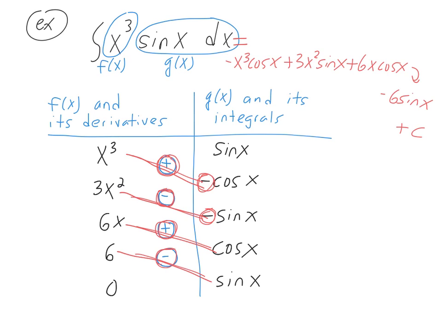Okay, so that's it, guys. That's tabular integration. There really isn't much to it, but the requirement is you have to be able to get down to 0 for your derivatives, and this needs to be fairly easy to do, for this to be a candidate for what we call tabular integration.